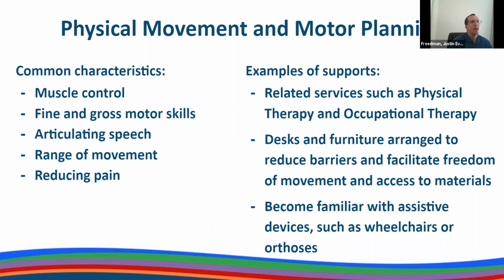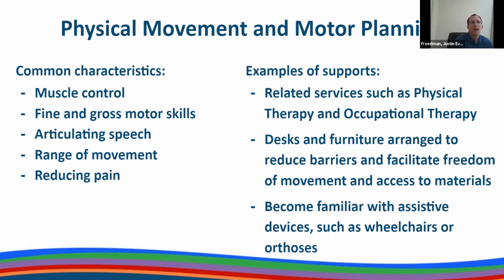Physical movement and motor planning is another important one. This could be, for example, a student who has cerebral palsy or another type of disability that may affect their movements, or muscle control, may affect their fine motor skills or gross motor skills, and just their range of movement in general. They also may experience pain that we need to be aware of and try to reduce to make them comfortable. So some examples of supports will be related services such as physical therapy and occupational therapy that they may receive outside of class.